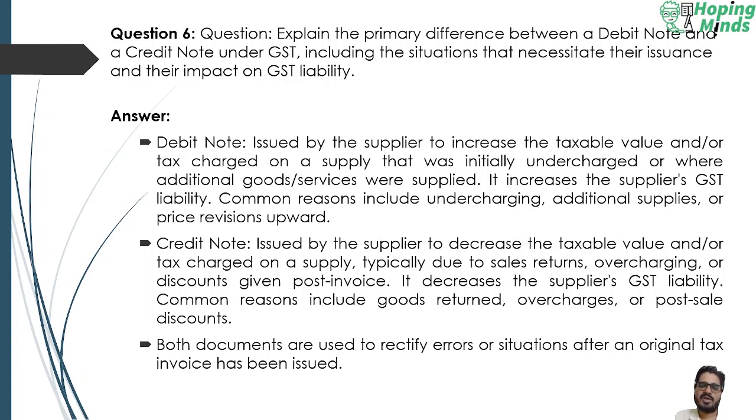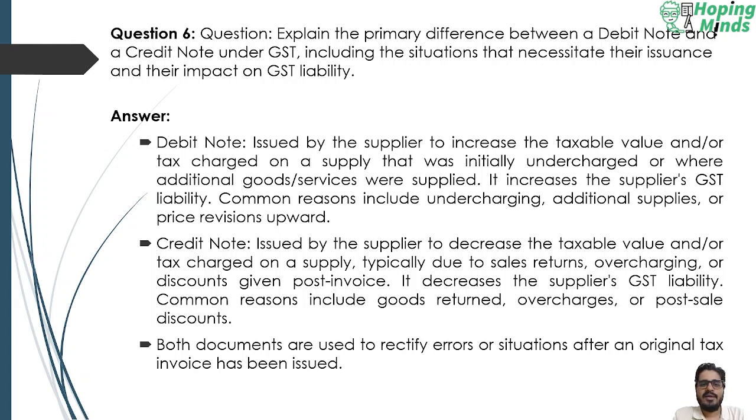Next is credit note. It is issued by the supplier to decrease the taxable value and tax rate charged on a supply, typically due to sales return, overcharging, or discount given post invoices. So it decreases the supplier's GST liability. Common reasons include goods return, overcharging, or post-sale discount. Both documents are used to rectify errors or situations after an original tax invoice has been issued.